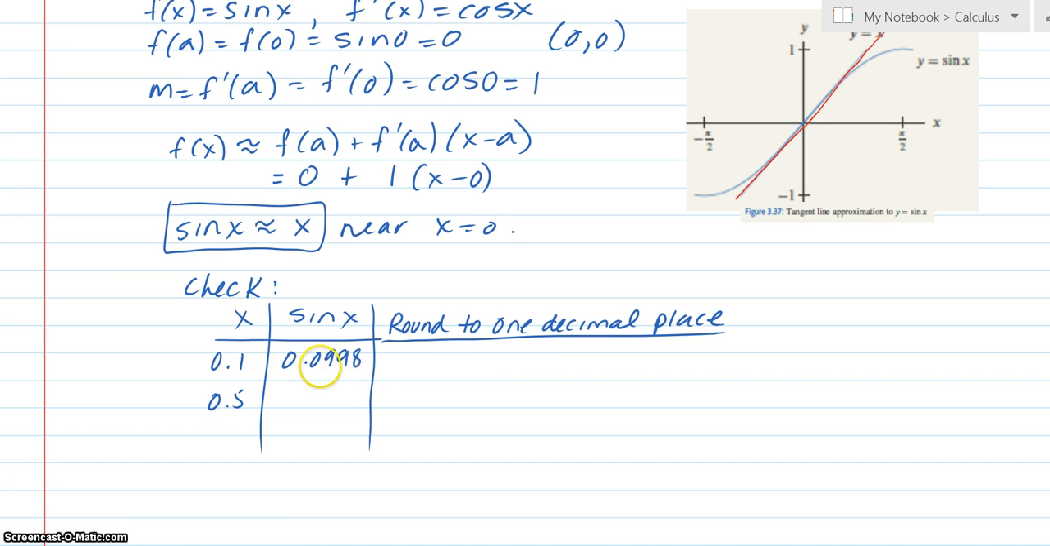0.1 turns out to be 0.0998, which rounded to 1 decimal place is 0.1. 0.5 is 0.4794, which again is pretty close to just the x value. Let's try one more. Let's go all the way to 1. What would sine of 1 be?